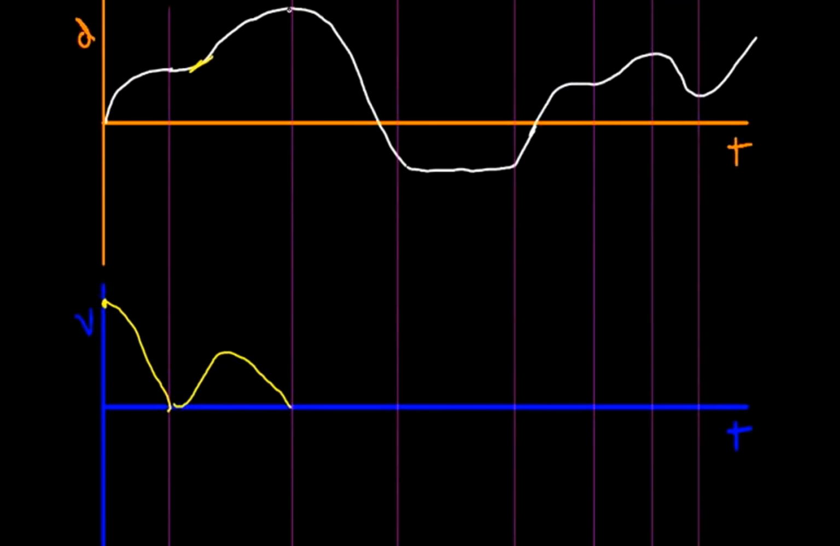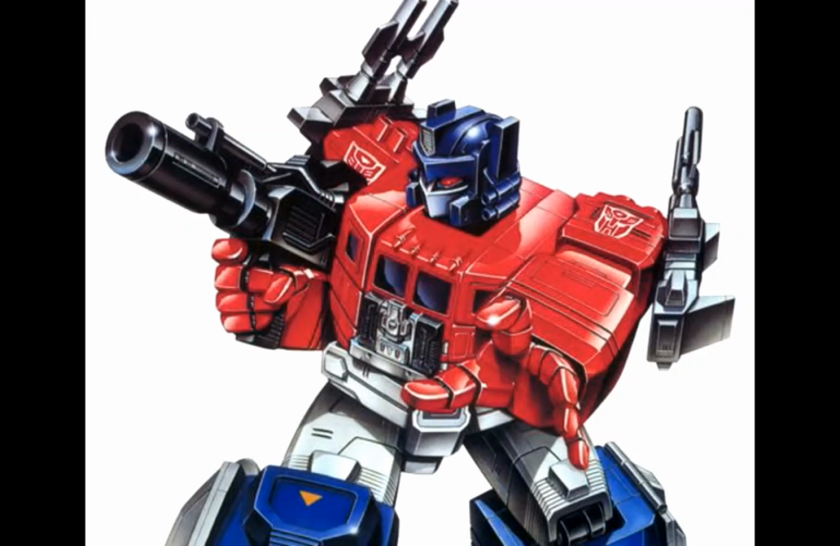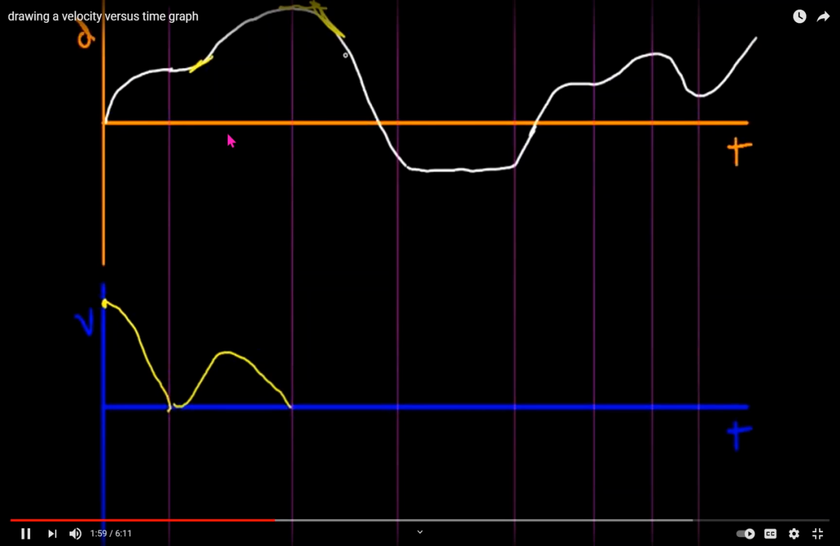So after this, we now start to have a 0 slope going to a negative slope. Optimus Prime says that a negative slope means a negative velocity. So you have to show that. We have this was 0, we have a negative slope, so that means my velocity is going to be negative. So we're going to be drawing down here. The slope of the position time graph is negative, which means my velocity is going to be negative.